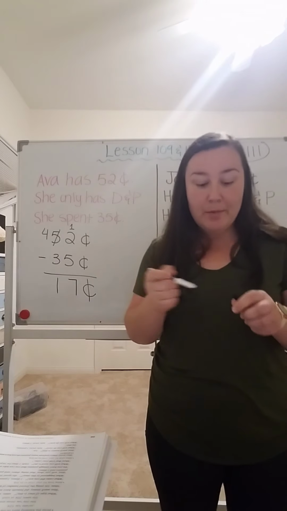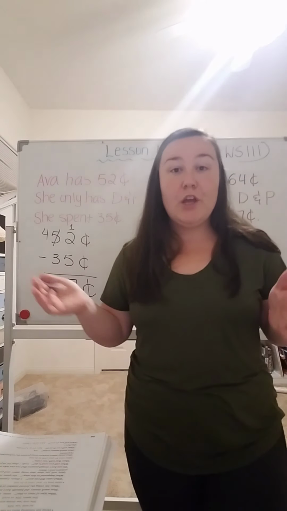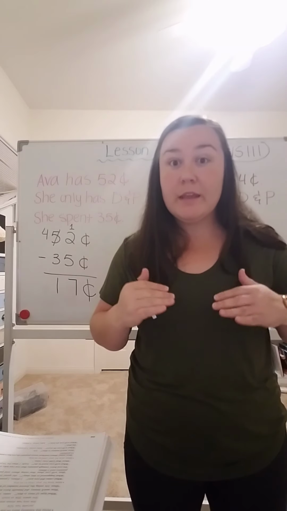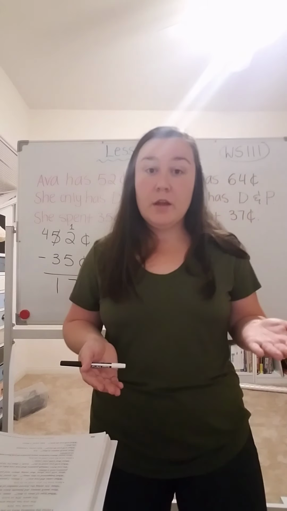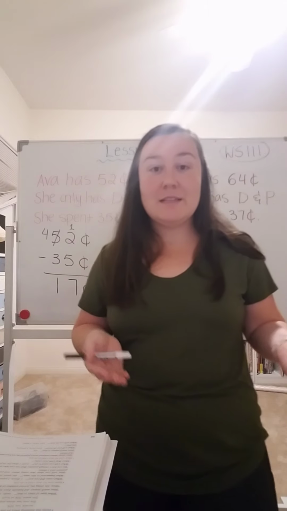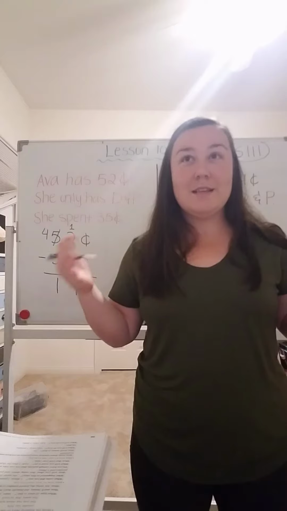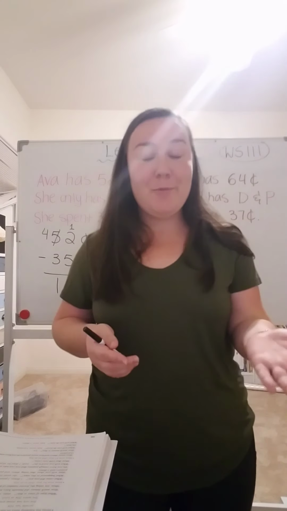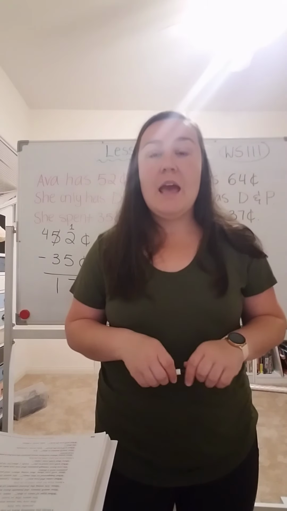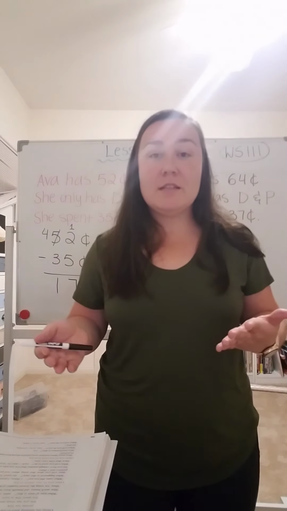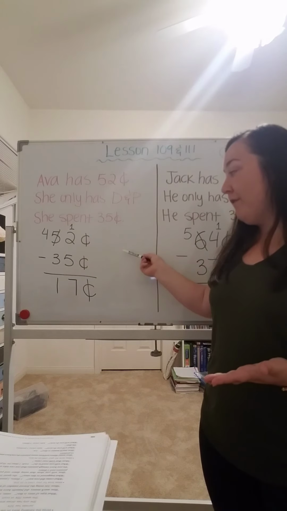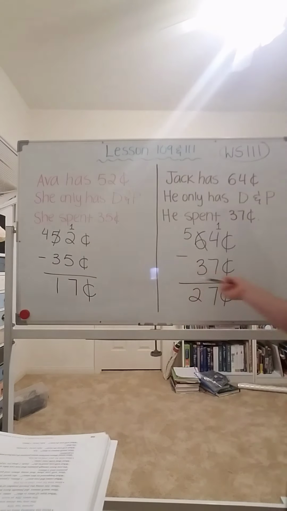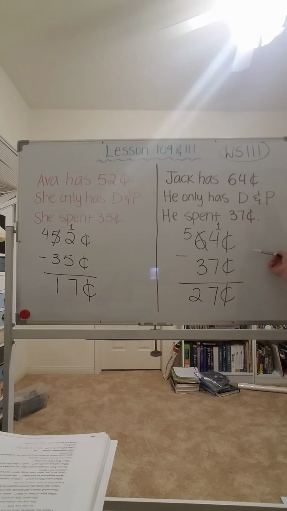All right, so with problems like this, when you get a word problem, you have to read everything really carefully, every single sentence. Then ask yourself, what kind of problem is this? Is this a some went away problem, or is this a some more problem? And so once you figure out what it is, then you can write your number sentence. Your number sentence for this would be 52 minus 35 equals 17 cents. Your number sentence for this would be 64 cents minus 37 cents equals 27 cents.